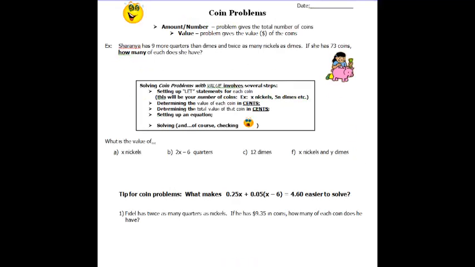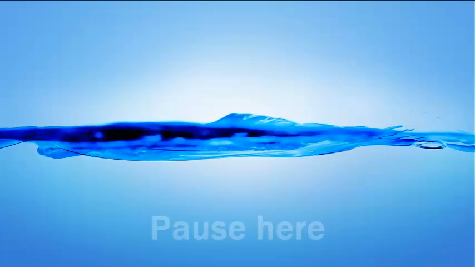Sharanya has 9 more quarters than dimes and twice as many nickels as dimes. If she has 73 coins, how many of each does she have? All I need to worry about in this problem is the number of coins. I can set this up like any other word problem, and you could probably do this on your own. So why don't you pause here and try it?